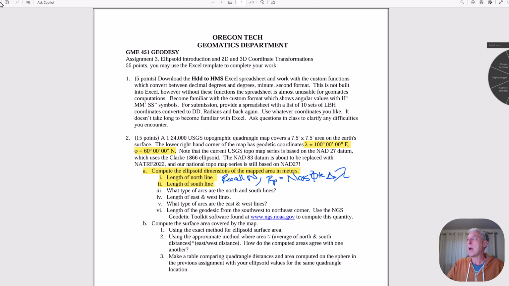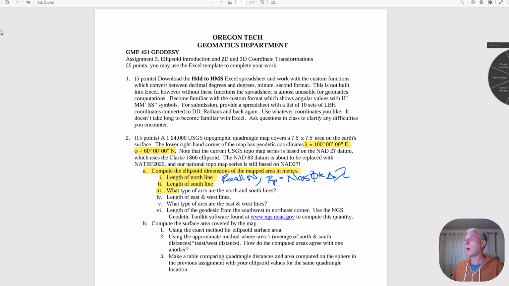And my biggest tip for this problem 2 that has a ton of parts, there's a lot going on with problem 2, just take it bit by bit. Do it in a stepwise fashion. Calculate the length of the north line first. And as you do that, go through and say, okay, well, what do I need to do in order to get the length of the north line? Then apply it to the south line. Then we're going to just make a little comment. What types of arcs are the north and south lines? That should be available to your audience, right?